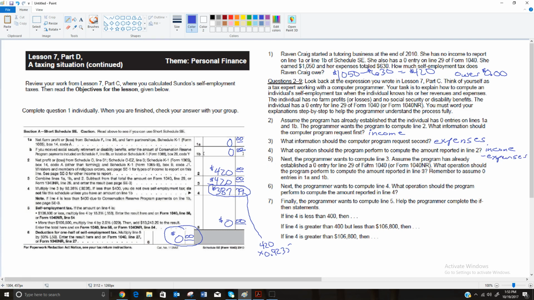And then it says, next the programmer wants to compute line 3. Assume the program has already established that we have zeros here. So again, they already are saying that we know those are zeros. What operation should the program perform to compute the amount in line 3?